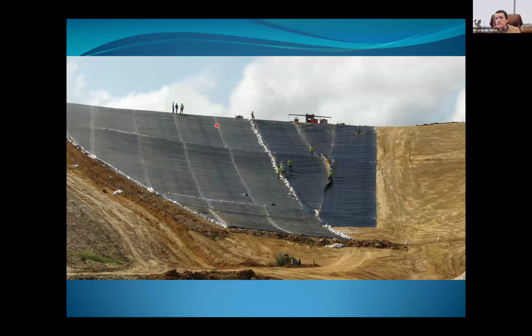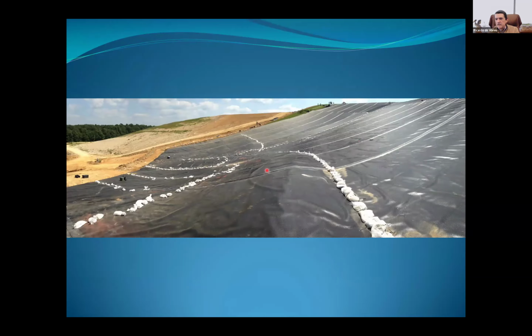So this is the LDPE, WLDPE. That's the bottom component of the closure turf before you put the turf on top. Here already another view, side view. You see here being temporarily secured with sandbags.